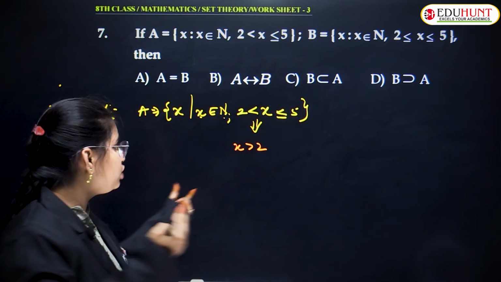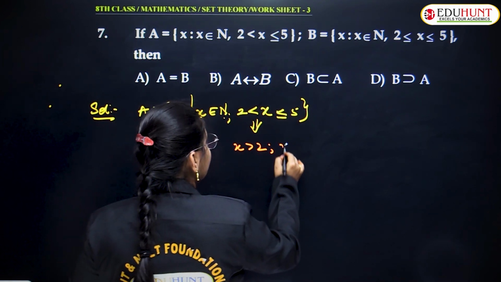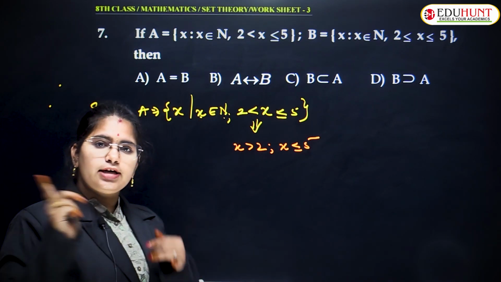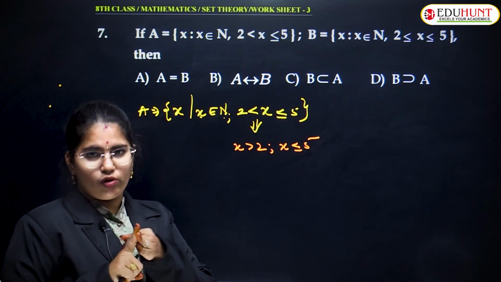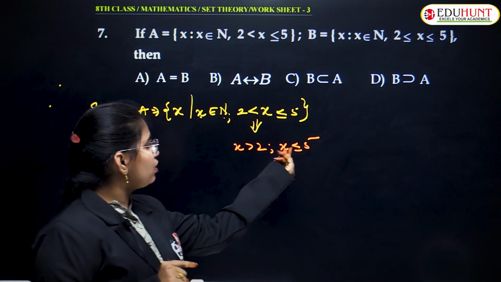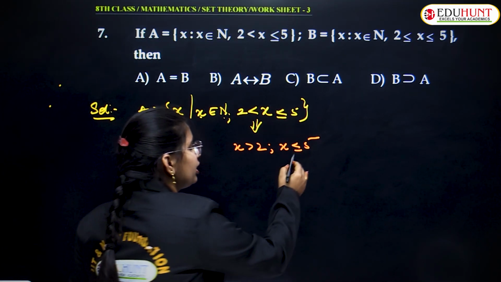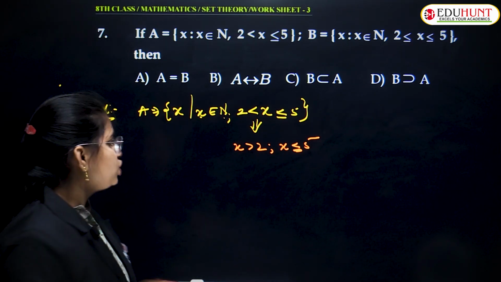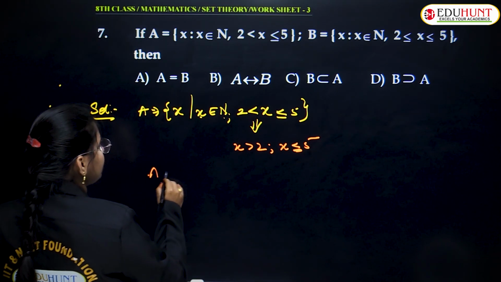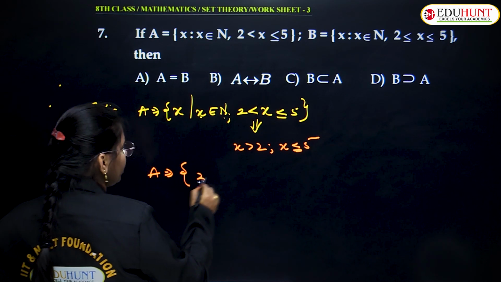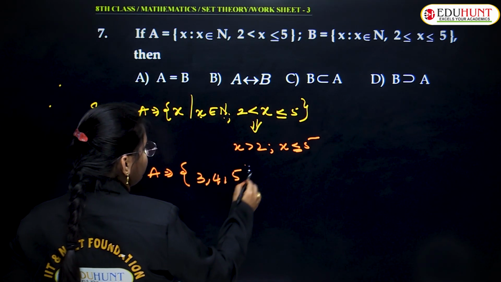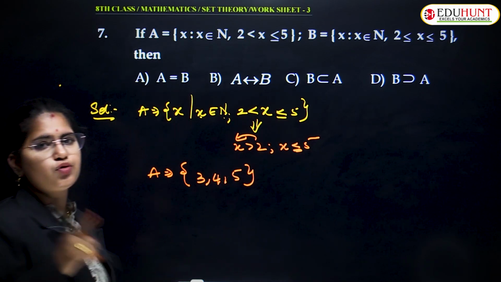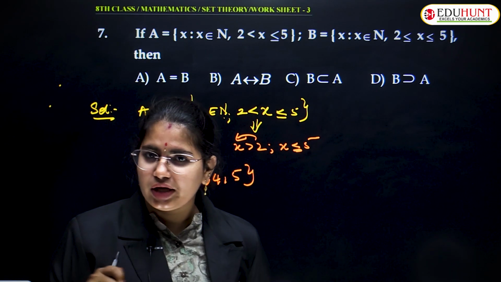x is bigger than 2 and at the same time x is less than or equal to 5. x bigger than 2 means it should be 3, 4, and 5 is also included because it is an included symbol, x less than or equal to 5. So what are the elements I have to take in set A? Tell me. 3, 4 and 5, because it is bigger than 2 and less than or equal to 5. So it will be 3, 4, 5. These are the 3 elements.